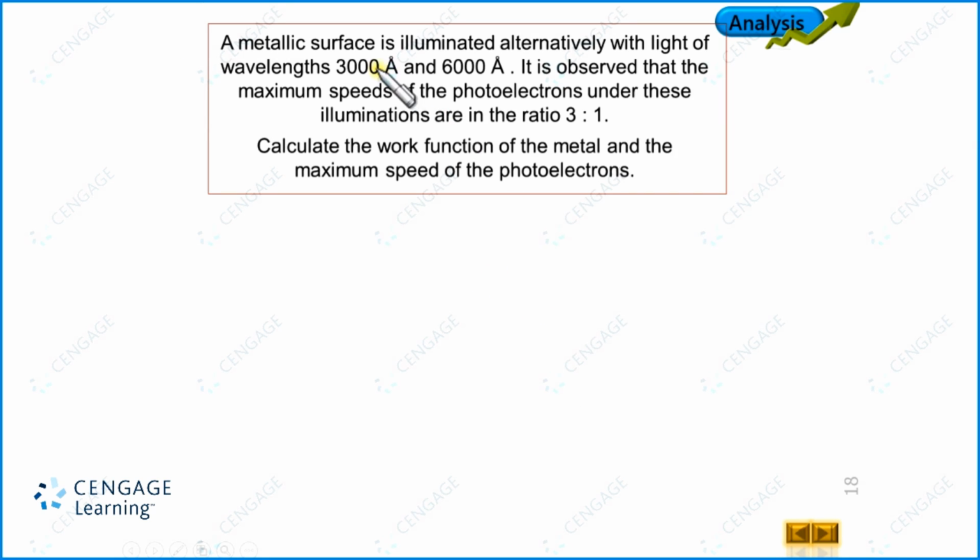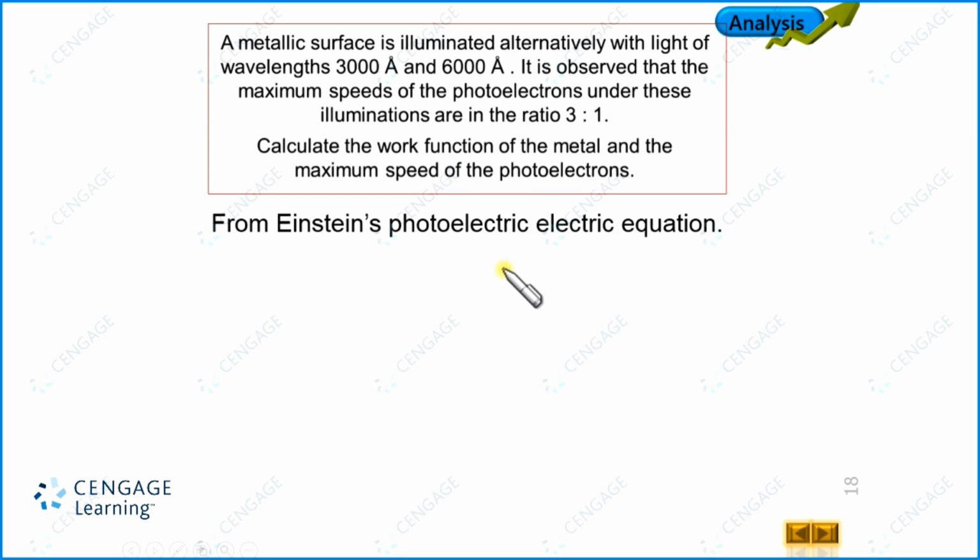What values are given? Wavelength. Also we are given the ratio of the maximum speed of the electrons. We need to calculate the work function. So here we need to identify the Einstein photoelectric equation. So let us write the Einstein photoelectric equation. This is hc divided by lambda equal to work function plus maximum kinetic energy, right? This is the energy of the incident photon equal to the work function plus the maximum kinetic energy of the emitted electron.